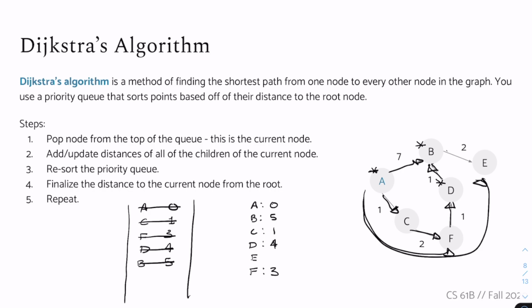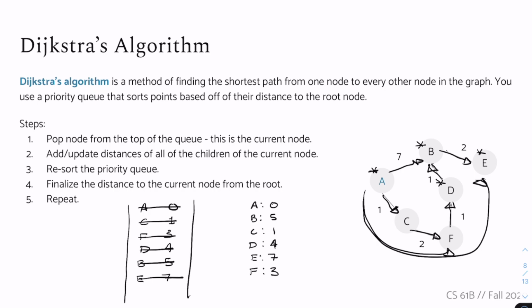And the last thing we do is we add E, which is E7, and then we visit E and pop it, and we add it to our list. And so that is the shortest distances from A to each of these nodes.